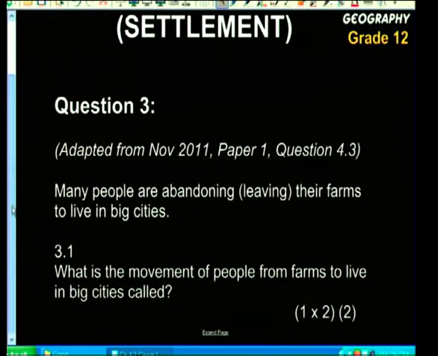So question 3 then says, many people are abandoning or leaving their farms to go and live in the big cities. The very first question that is asked with this statement is, what is the movement of people from the farms to live in the big cities? Please remember that when they are referring to our farms, they are actually referring to our rural areas. And obviously, when they speak about the cities, they are referring to our urban areas.